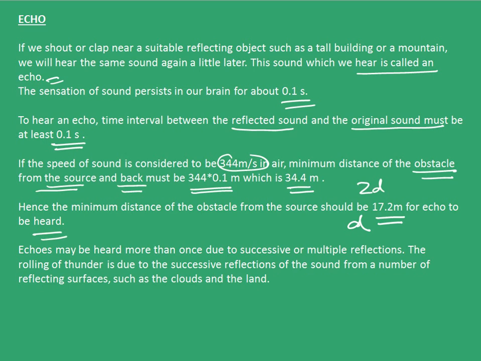for echo to be heard. Echoes may be heard more than once due to successive or multiple reflections. The rolling of thunder is due to the successive reflections of the sound from a number of reflective surfaces such as clouds and the land.